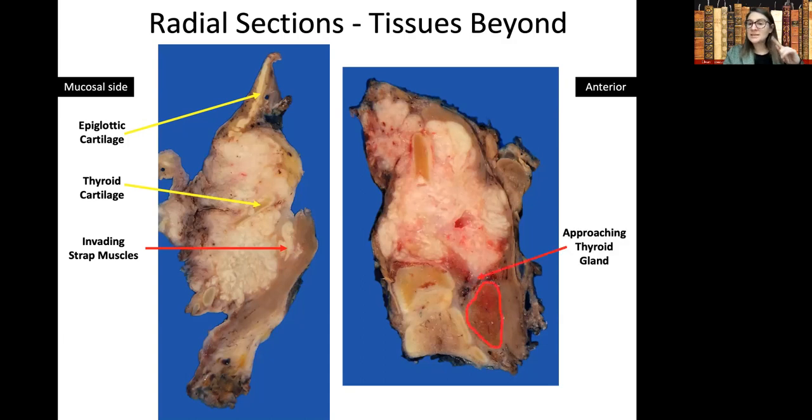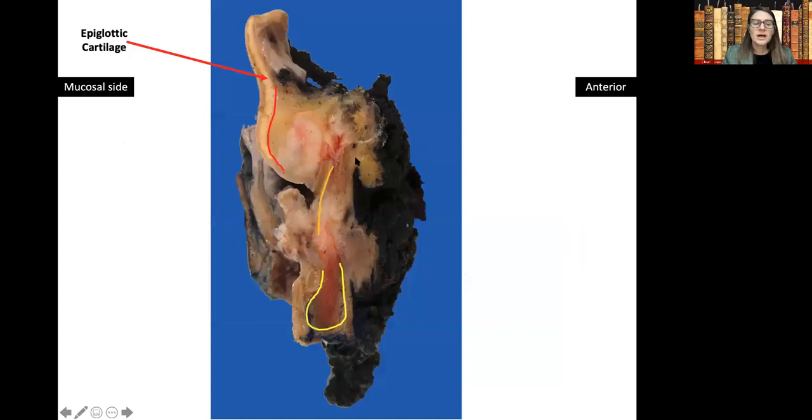We also see it in a different section as we get a little more laterally wrapping around to the thyroid gland. We see that it is starting to approach the tip of the thyroid gland, again important for staging. A different view highlighting the epiglottic cartilage and the anterior border of the epiglottis, and the tumor nodule in the pre-epiglottic space. I will remind you, because you can see it here quite nicely, that the tissue above the pre-epiglottic space is essentially in continuity with the vallecula.